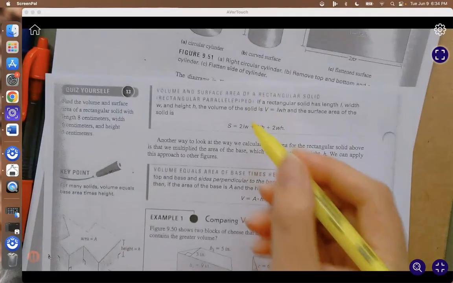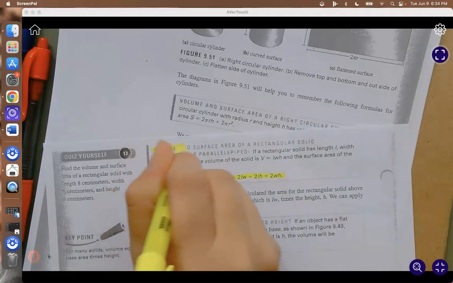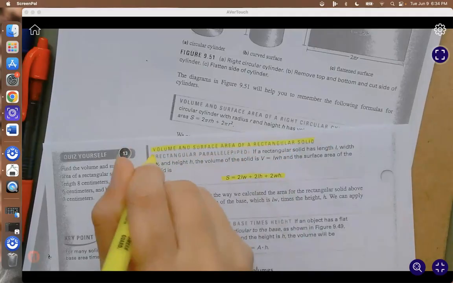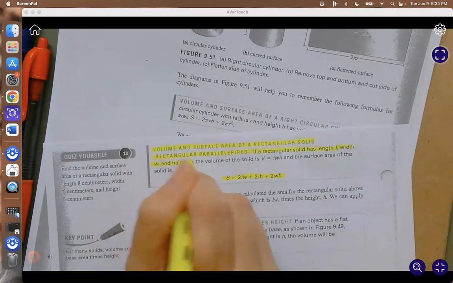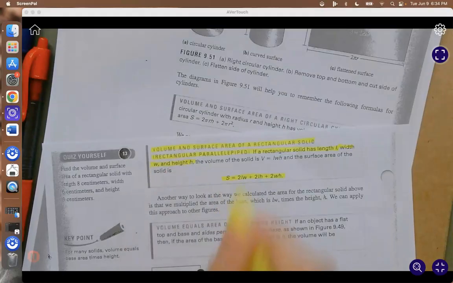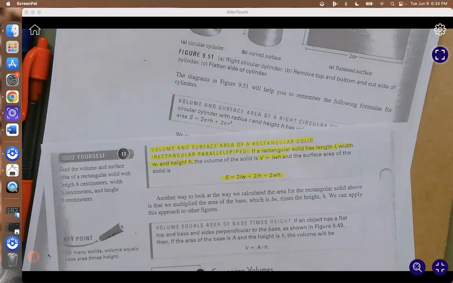So, if you wanted an actual formula for volume and surface area, the solid has a length L, a width W, and a height H. The volume is length times width times height. Surface area is 2 times length times width plus 2 times length times height plus 2 times width times height.